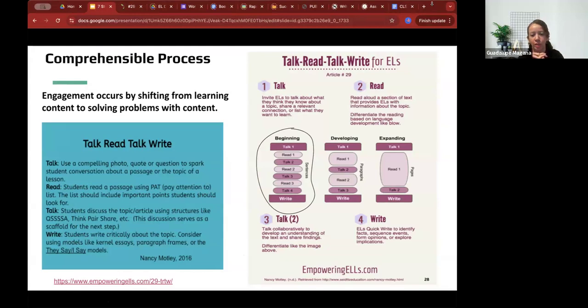engage into the activity. But when you have the students do the reading, you talk, you read, you talk, you read. And so this is more interactive. This is more hands-on, students moving around. And this can be with students.